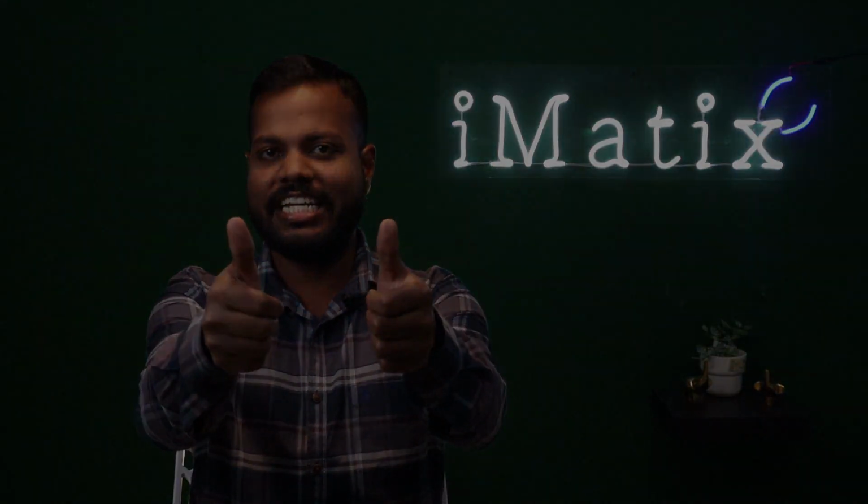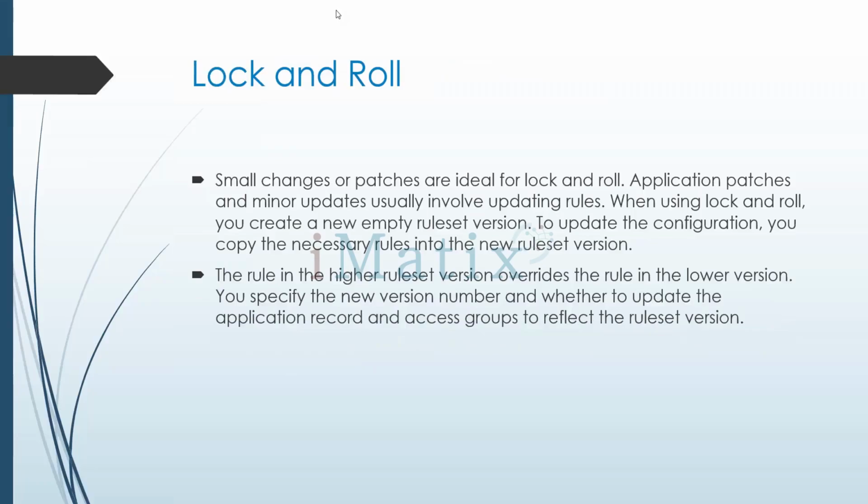So let's get started. We will generally go for the lock and roll option. Lock as in you are locking the current rule set and you are rolling the changes into a new rule set. That's why it's called the lock and roll. What happens? You are locking the current rule set and you are rolling the changes into an immediate next higher rule set.